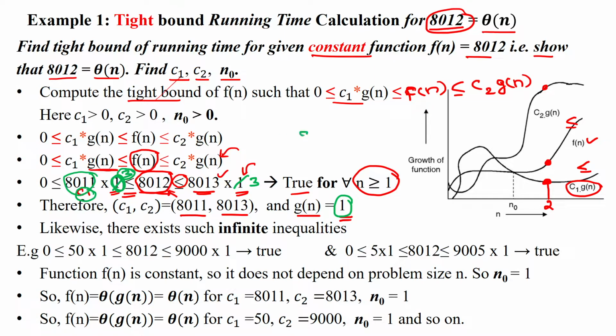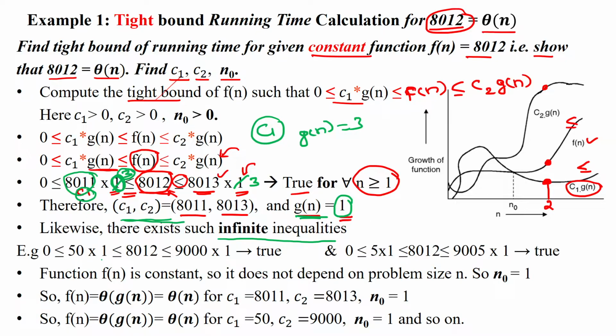So when you are taking g of n equal to 3, then your C1 will be different. So you will get different kinds of pairs C1, C2 for a given function g of n. So that is the thing. There is the possibility of an infinite number of such inequalities.